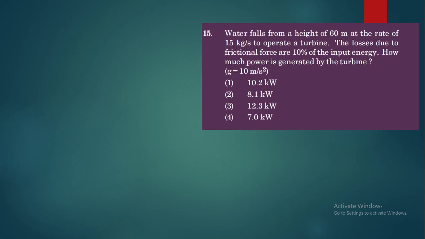It says that water falls from a height of 60 meter at the rate of 15 kilogram per second to operate a turbine. The losses due to frictional forces is 10% of the input energy. However, the total energy is the potential energy in this case, and we are supposed to calculate how much power would be generated by the turbine. So what is the input power? First of all, the input power will be the gravitational power.